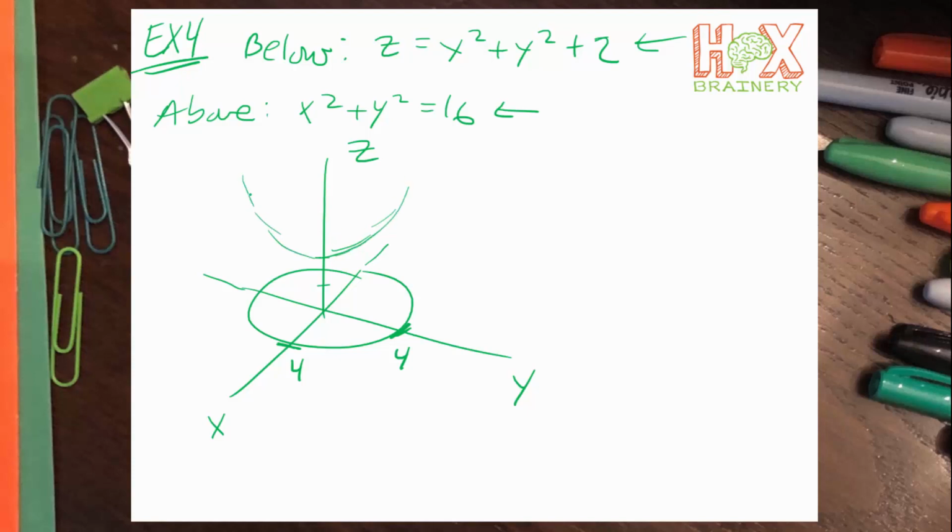It looks something like this, right? And it goes up. All right, and then since we're trying to find the volume between that and the circle in the xy plane, basically, get another color. This is our shape here, though.